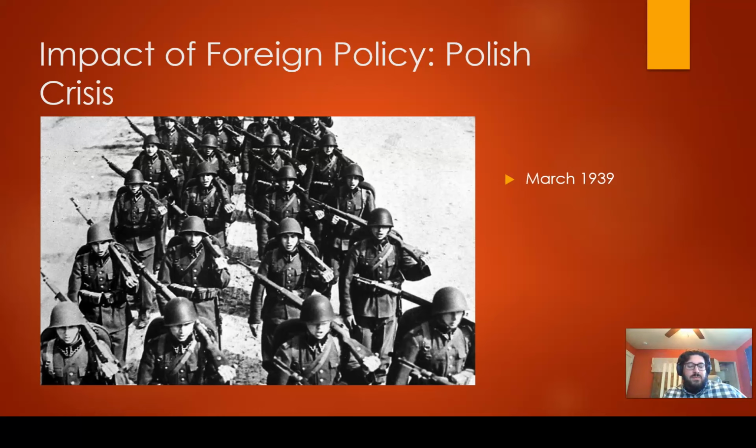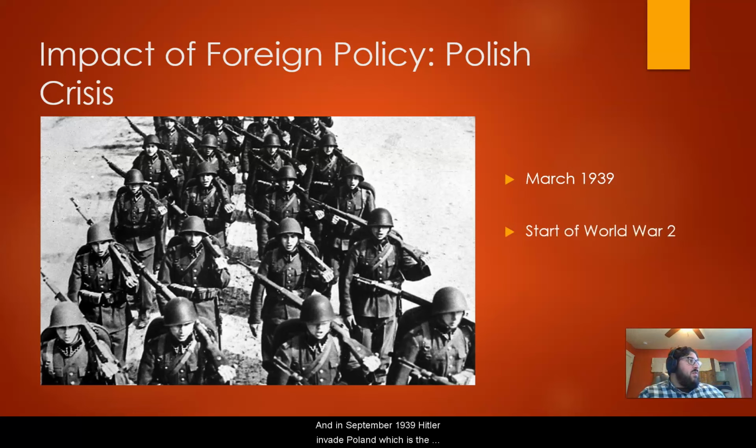And between March and September 1939, Hitler goes back and forth between Britain, France, Poland, and the Soviet Union on whether he is going to invade Poland. All these countries are severely against what Hitler is going to do. And in September 1939, Hitler invades Poland, which is the official start of World War II.